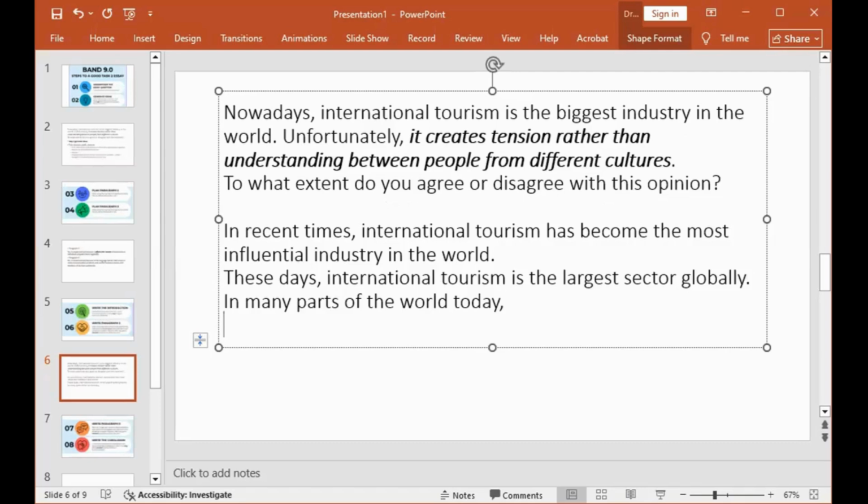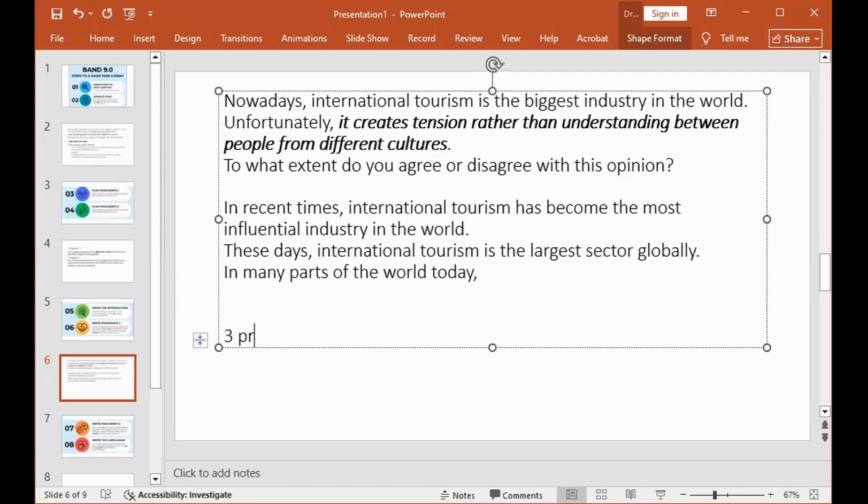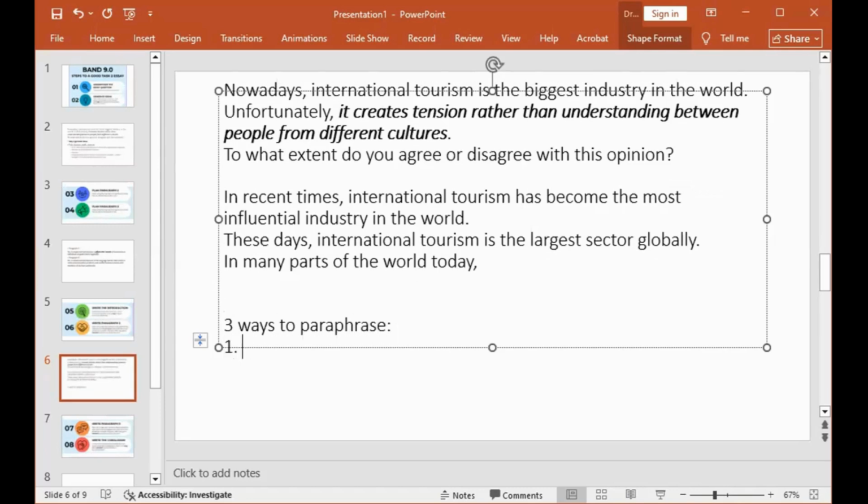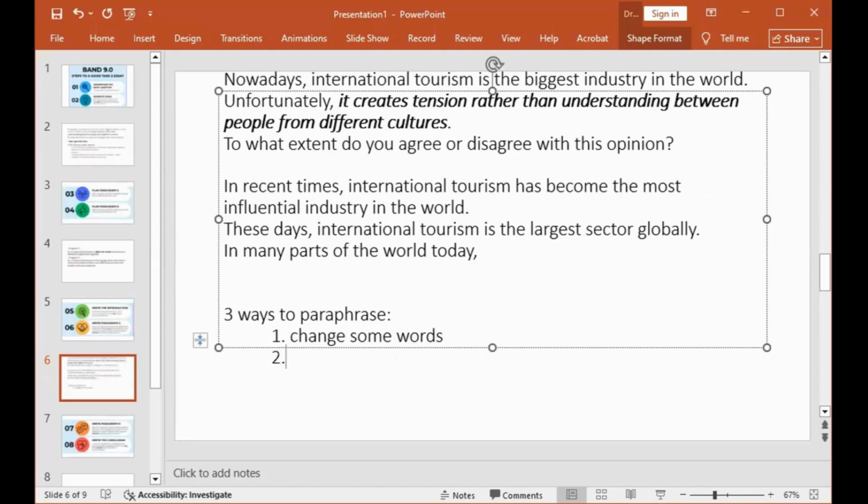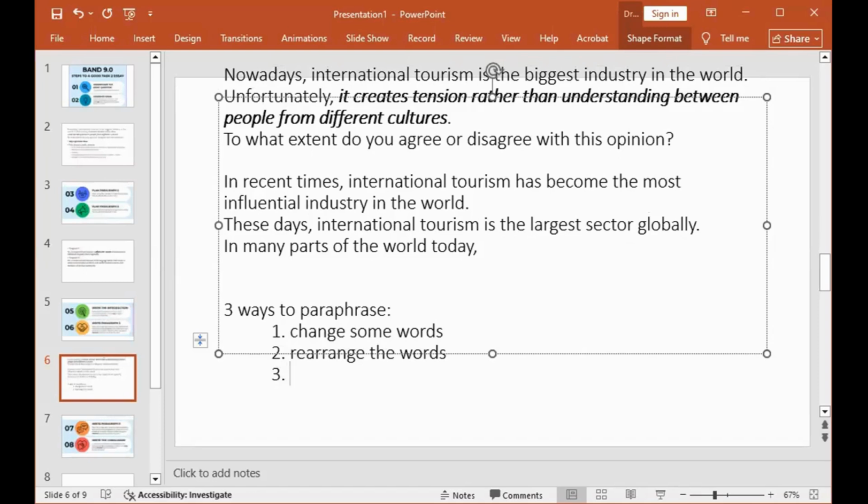There are 3 ways to paraphrase. Number 1 is change some words. Number 2 is rearrange the words; I've not done any rearrangements in what I've written so far. And number 3 is introduce new words that are relevant. The words must be relevant.